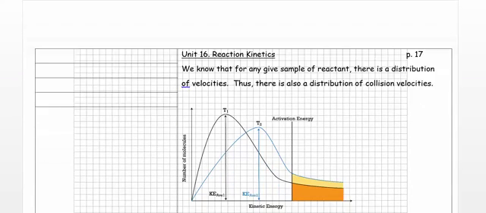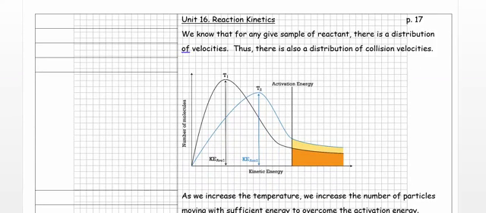Now, we know that for any given sample of reactant, say for example it's a gas, there's a distribution of velocities, right? So some of the particles are going slow, some are going much faster, most are going some average or some median velocity. But there is a small population that is going to have a high velocity. Well, it follows that if you have particles that have high velocities, you're going to have collisions that are also high energy collisions. Now, they won't happen all the time. In fact, they'll only be rare. But they have the potential to produce a successful reaction.